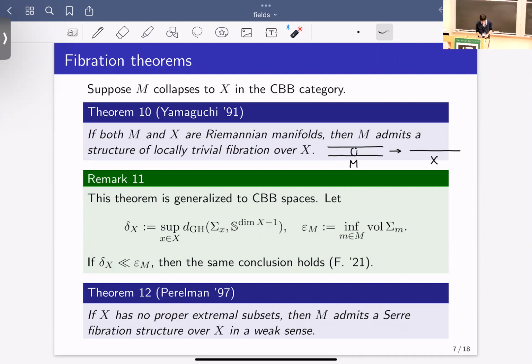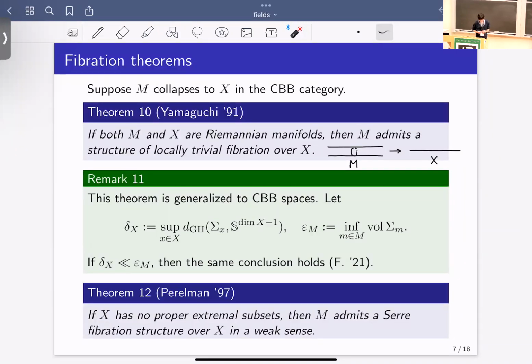Okay. And it is still an open problem whether you can remove the assumption on M completely, but I will not go into this problem because it is not related to extremal subsets in the limit space. Okay.